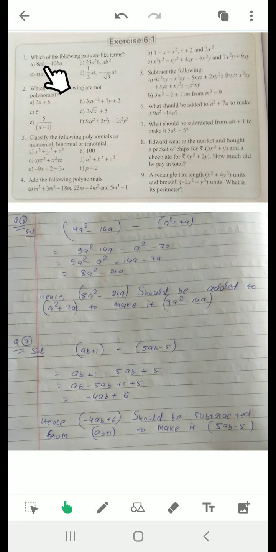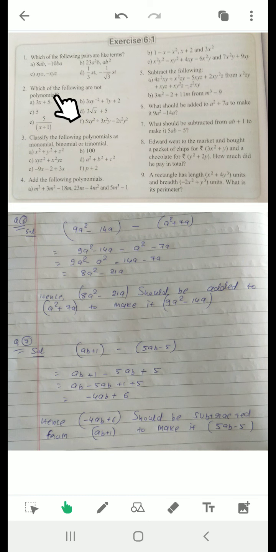As in the first question, 8ab and minus 10ba. ab and ba, they both are same. The powers are also same. Here the power of a is 1. In this term also power of a is 1. b is 1, b is 1. So they both are like terms. In the second one, 23a square b and ab square. They both are not like terms, because here the power of a is 2 and in this term the power of a is 1. Here the power of b is 1, the power of b is 2 in the second term. So they are not like terms. Like that you can find out whether they are like or not like terms.